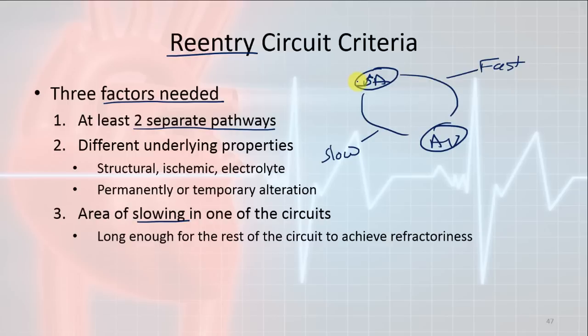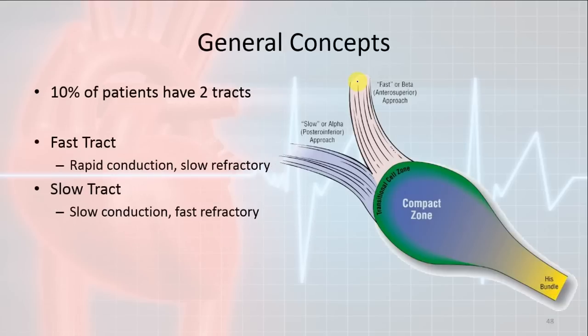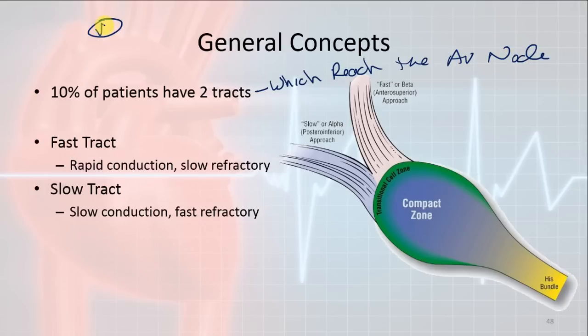Let's talk about where the reentry comes from itself. In 10% of the patients, they have 2 tracks which reach the AV node. In the other 90% of the population, the fast track will leave and make it to the AV node. The slow track will just terminate somewhere up here in the right atrium. But in 10% of the patients, this slow track makes it down to the AV node.